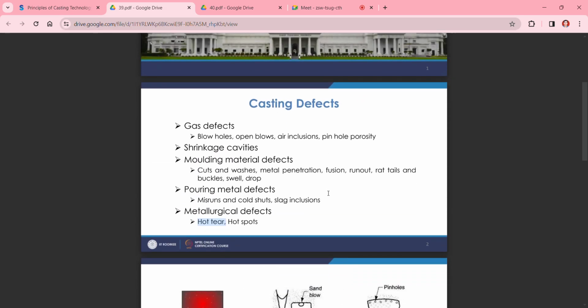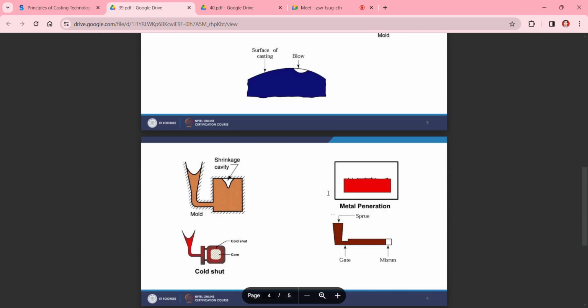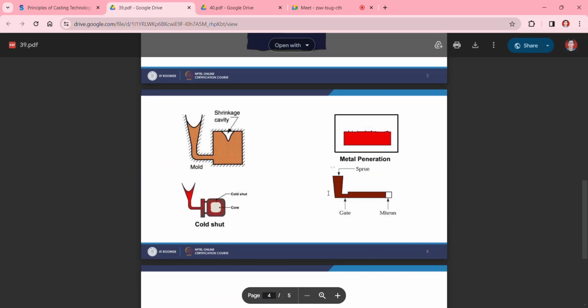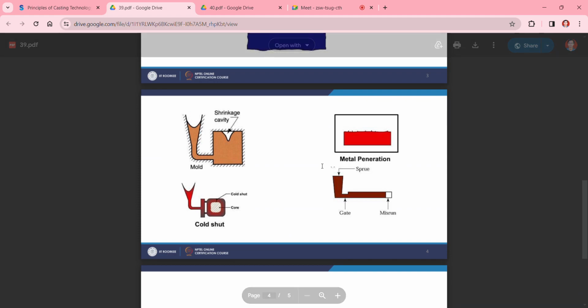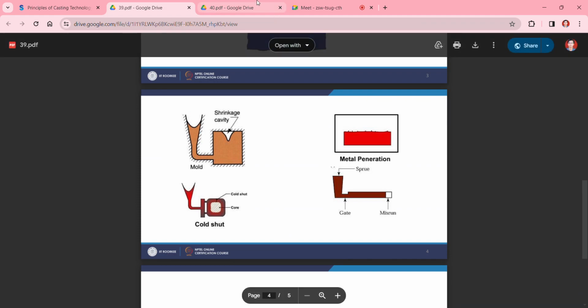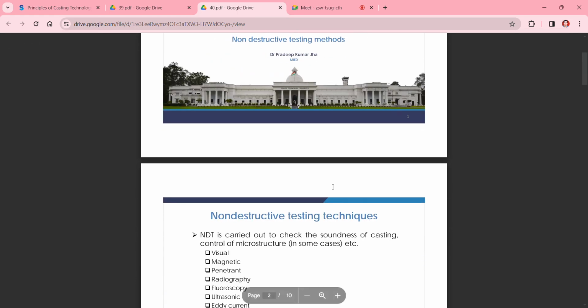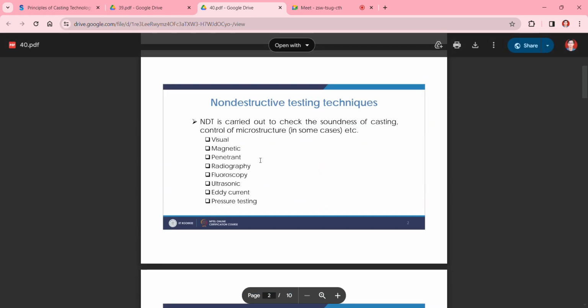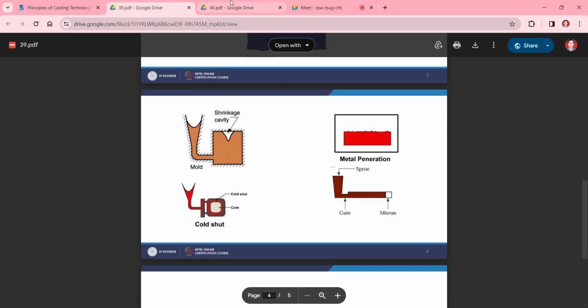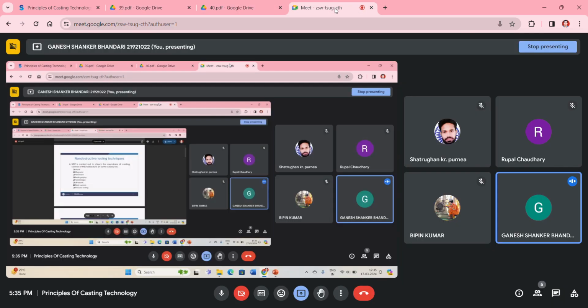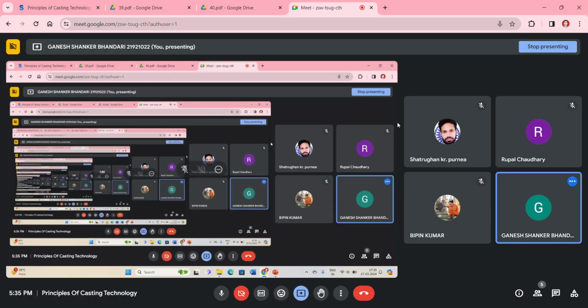So these are the different types of defects which come during your casting processes. And to check these defects inside the casting, we have different diagnosis processes like NDT testings. So we can check those defects inside the castings.